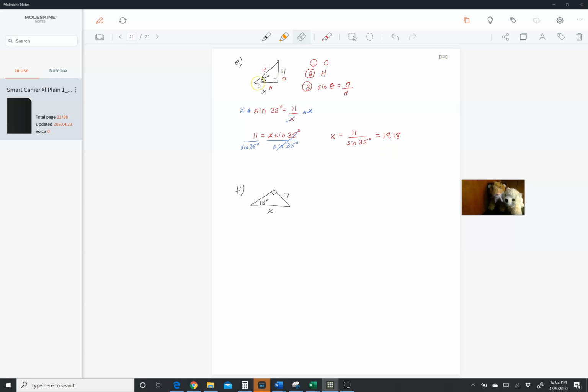This angle is 35 degrees. It's not that large, okay, or that small. So it's not going to be much greater. It won't be much different. 19.18 certainly seems reasonable, okay? That's all you're checking for: does it make any sense? If you got 10, that wouldn't make any sense because this is 11, your hypotenuse should be larger, okay? Those are the types of things that you're looking for. Let's do the next one.